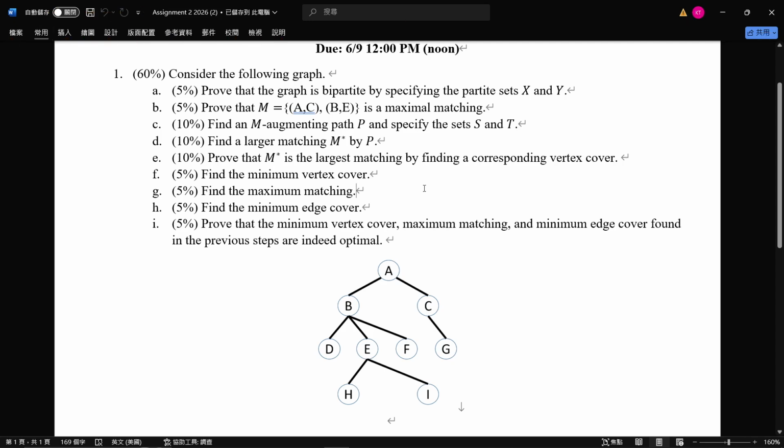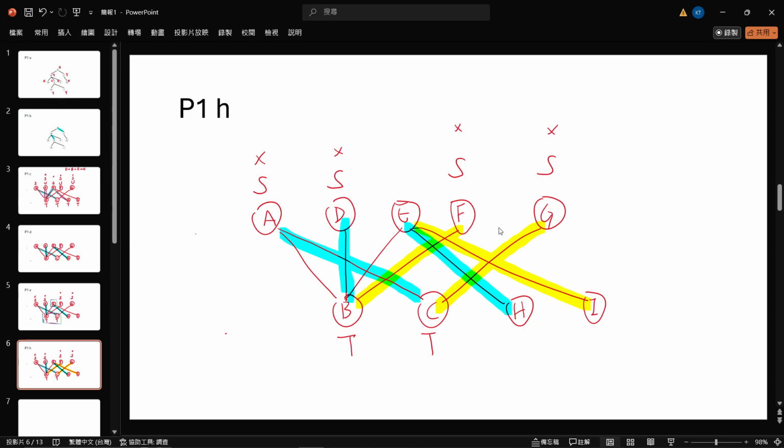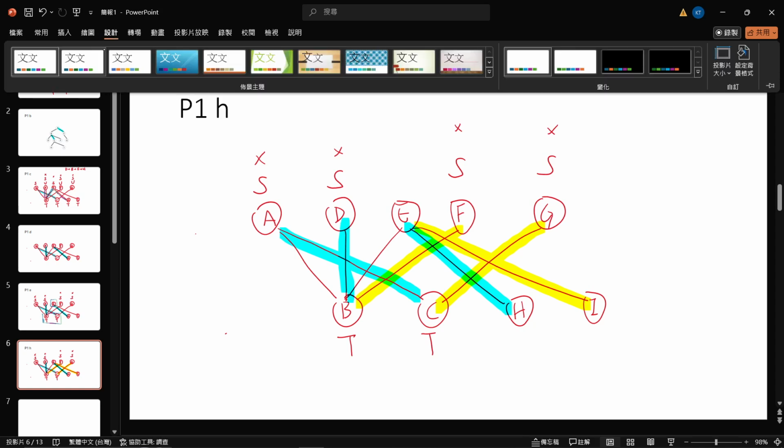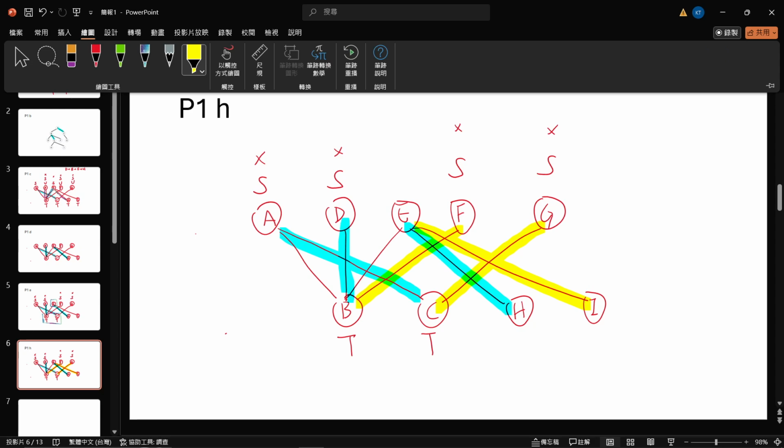I think I've made a mistake, but yeah. For subproblem G, my plan was to find the maximum independent set, not the maximum matching. But that's okay, because in the last subproblem, to show that the edge cover is the best, you also have to find the independent set.